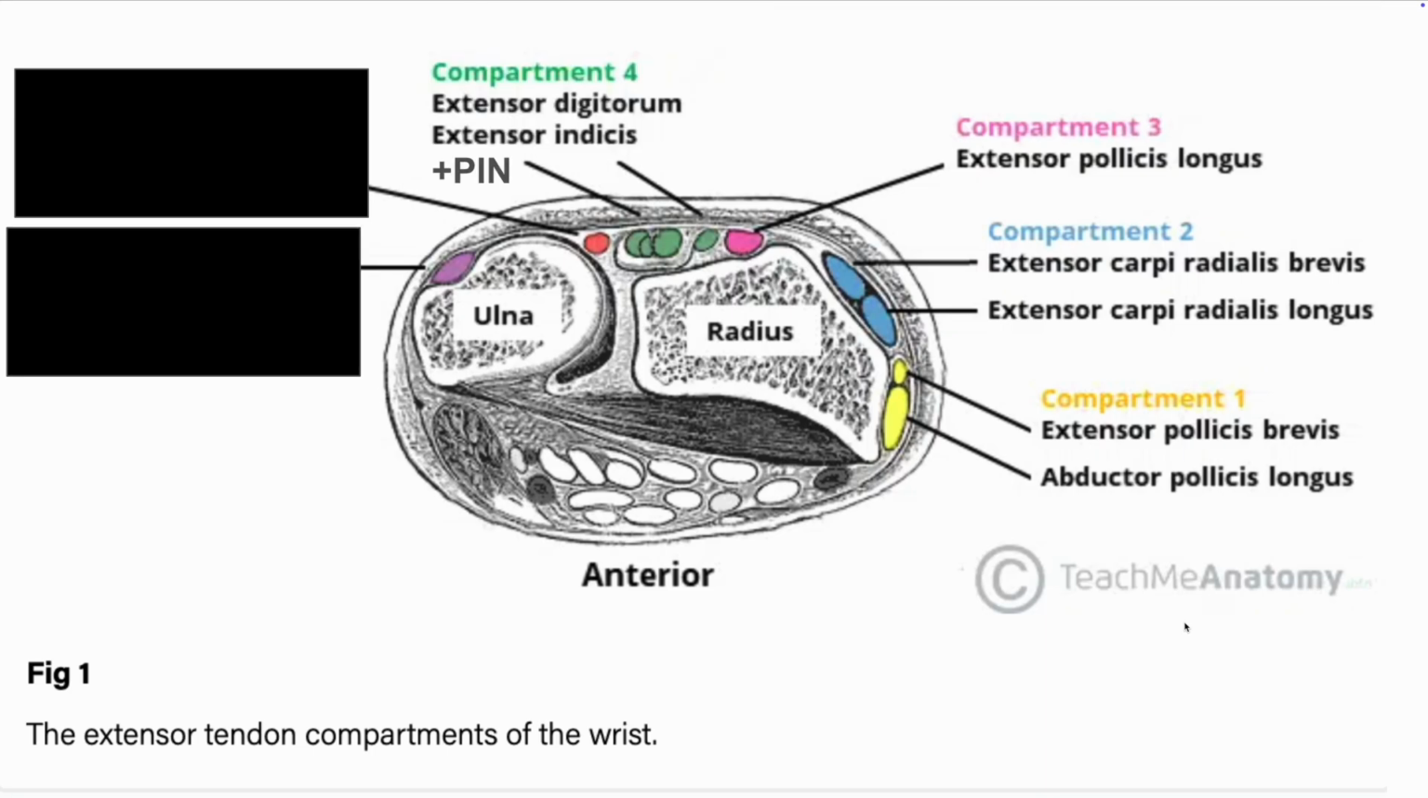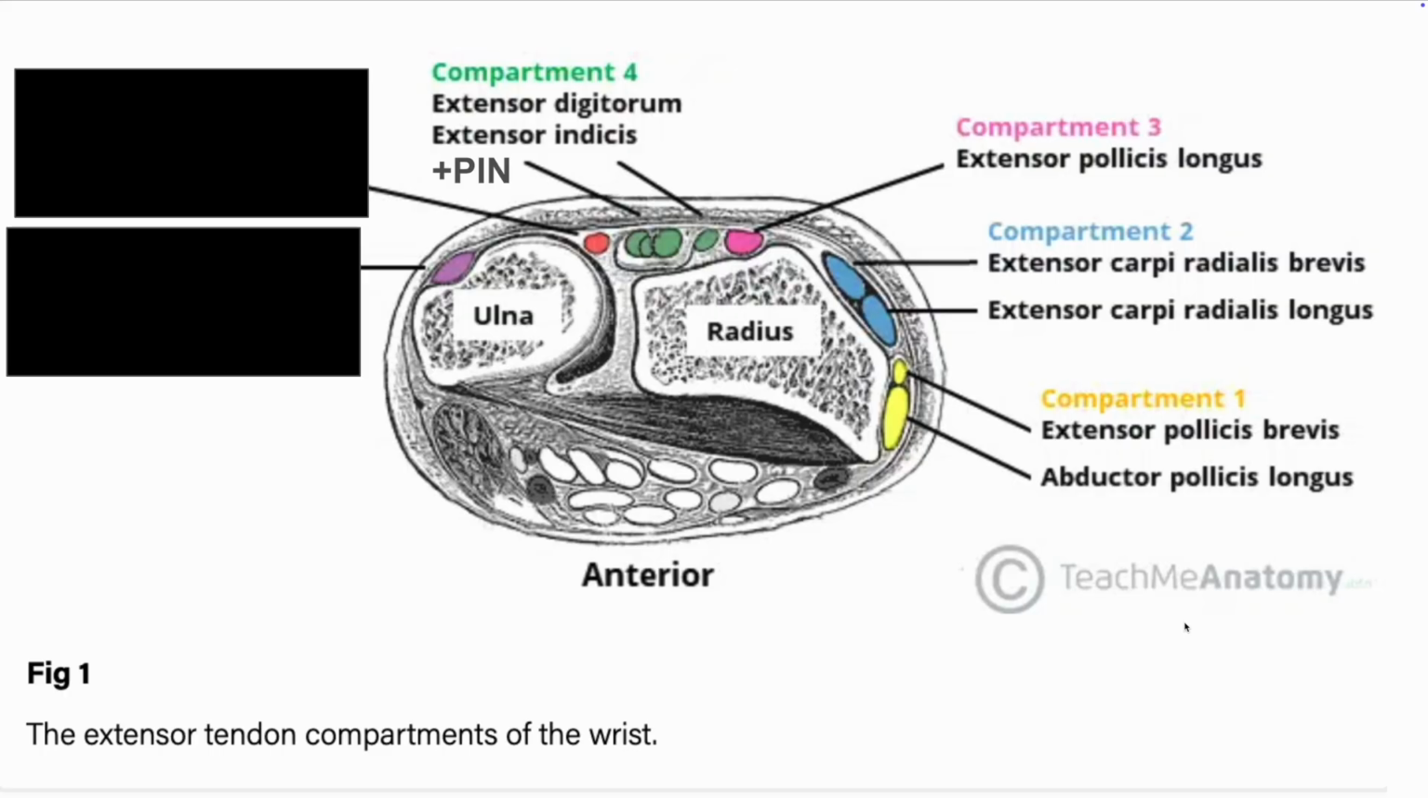Next is compartment 4. It has the extensor digitorum and the extensor indicis, and the extensor digitorum is also called the extensor digitorum communis. So it's a little bit different than profundus or superficialis.